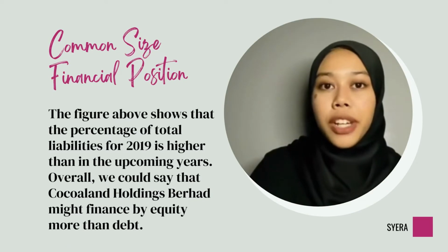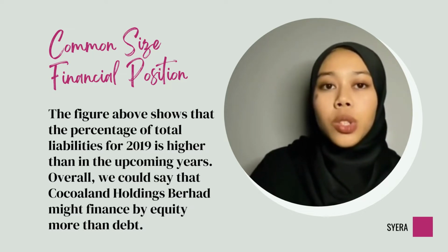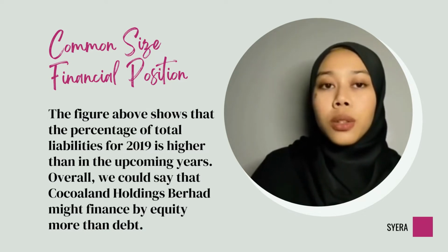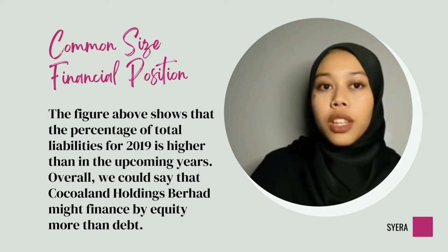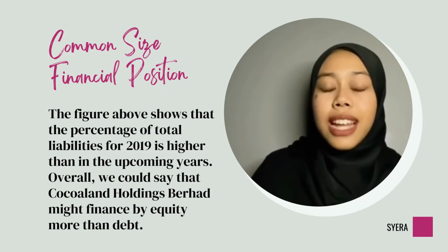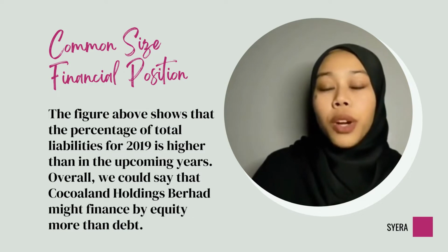Based on common size financial position, the total non-current assets have upward movement from the year 2019 to 2020 and downward movement from 2020 to 2021, with 34.86%, 44.23% and 41.33%.